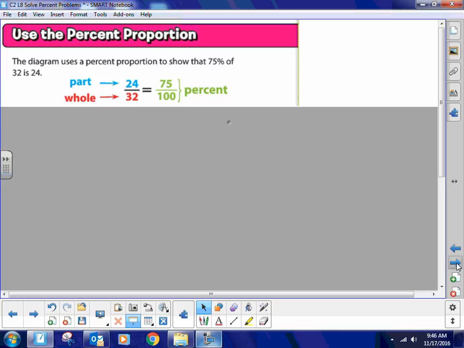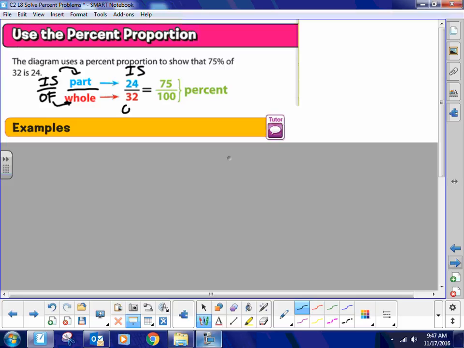All right, here's that part over whole which I've been preaching about throughout this entire video, where this is really is over of. Okay? It is also equal to part over whole. This is the same thing. We're talking about part over whole. That is the is over of. Okay? Now the diagram, we'll go ahead and read this. Use the percent proportion. The diagram uses the percent proportion to show that 75% of 32 is 24. Okay? As you can see, this is really the is, and this is the of.